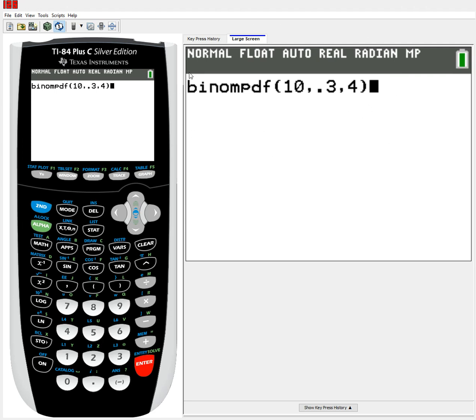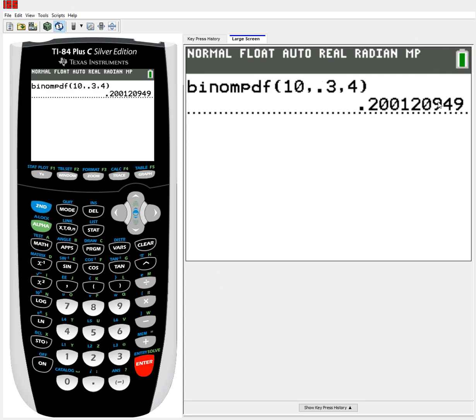Now, if you have an 83 or an old 84, this is what you're going to find. Binomial PDF will paste on the main screen, and you'll want 3 prompts: the number of trials, the percentage of success, and the number of successes, in that specific order. So keep that in mind. But if you have an 84s, you don't need to worry about that. It pastes there and you press enter and we get a percentage.